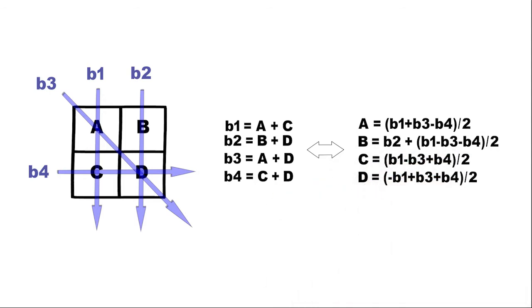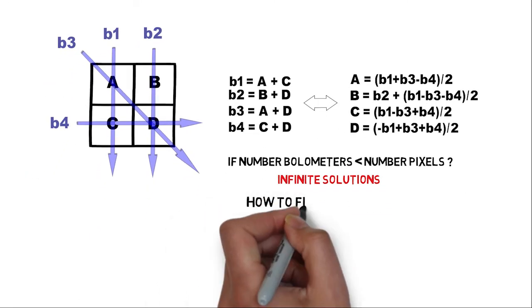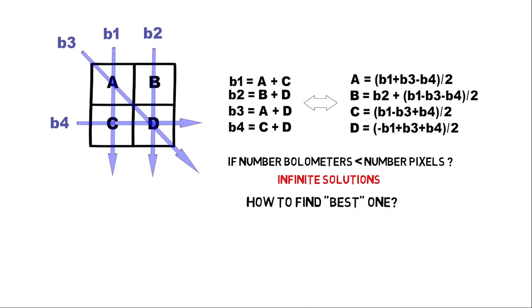But what happens if this is not possible? Can you correctly determine the values of 4 pixels with just one bolometer? For example, B1? The answer is no, you can't, since there are in fact infinite solutions. So, how do we find the best one? This is exactly where Tikhonov regularization enters.